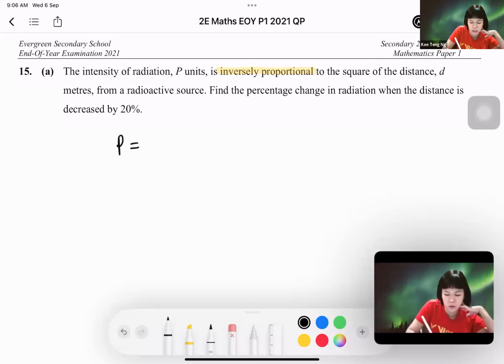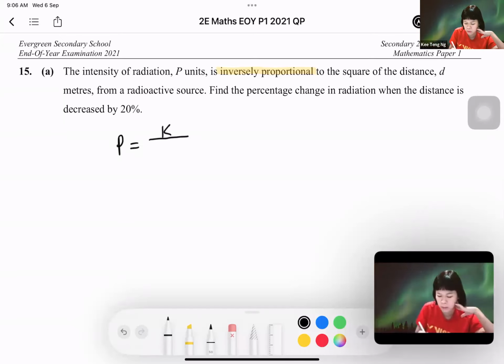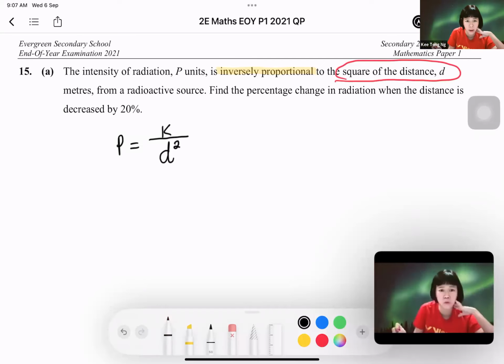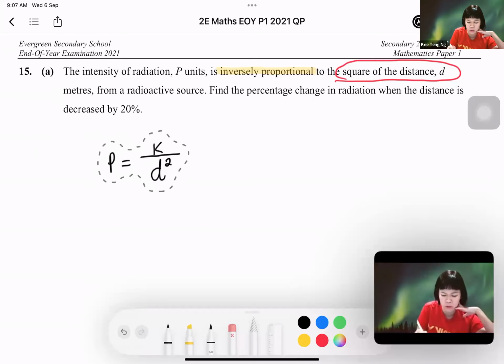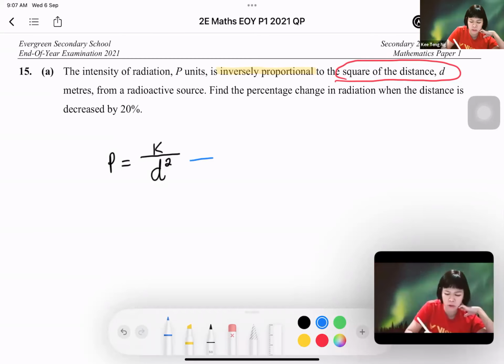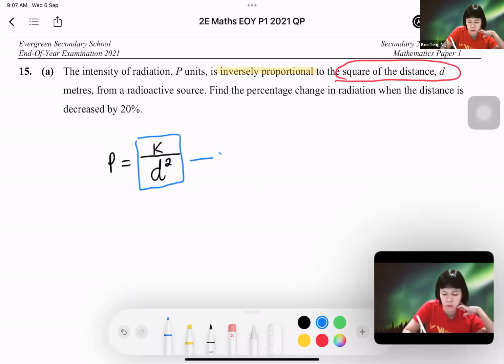So P equals K over, but remember to read the words, square of the distance. So this one will be D squared. Remember to square. Okay, from the radioactive salt, find a percentage change in the radiation when the distance is decreased by 20%. So now this question is going to look for percentages. If that is the case, P, this is my original amount. My original amount will be 100%.